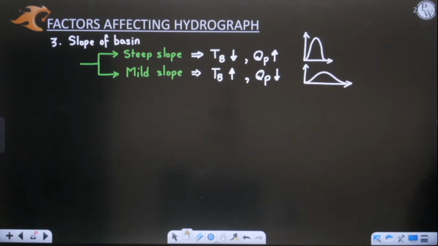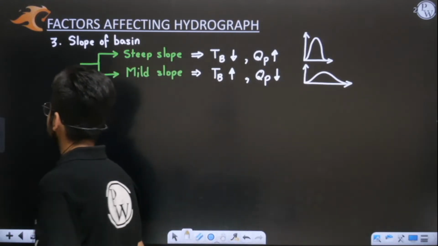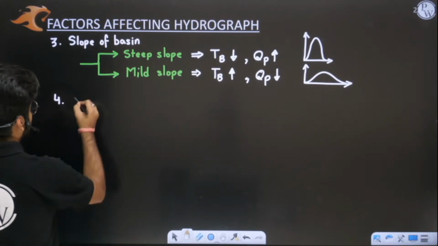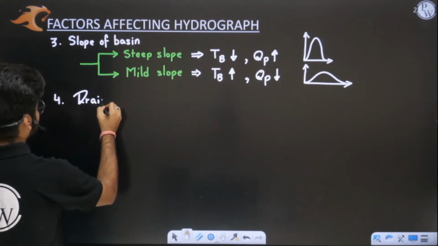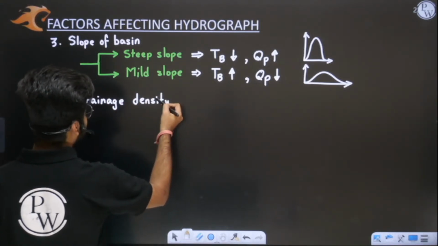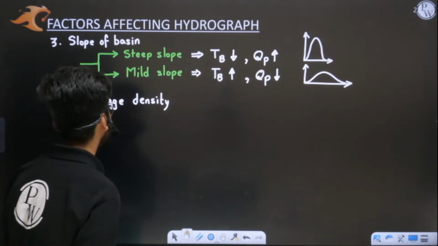So size, shape and slope, all the factors are clear to you? Okay, perfect. Size, shape and slope is clear to you. Now after this we have drainage density. Only 5 we will discuss. Only 5 are important for us, from which questions can be framed in examination. So we will discuss only those 5 factors. Size, shape, slope. Now is the drainage density.